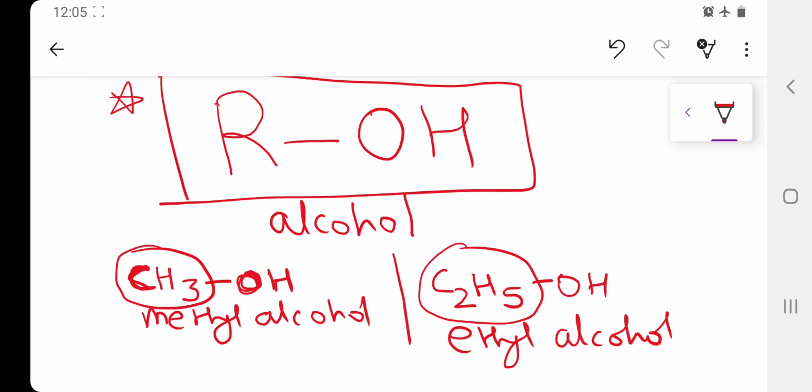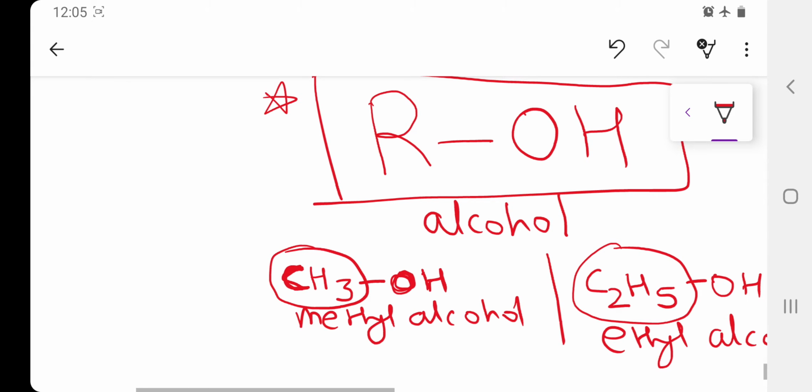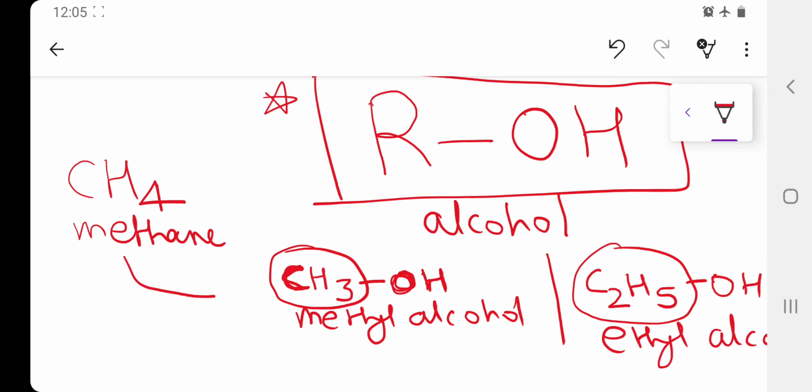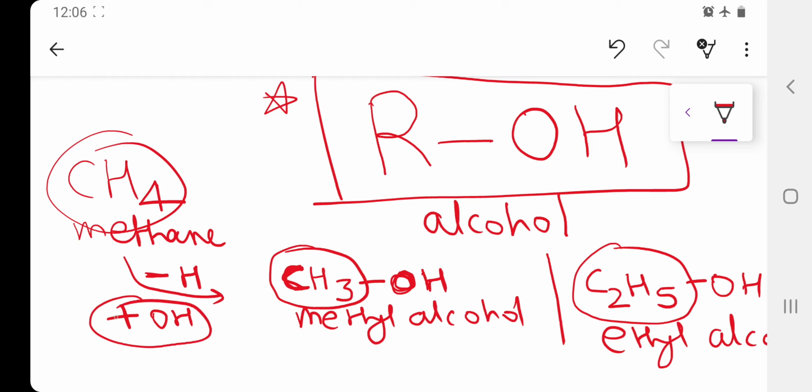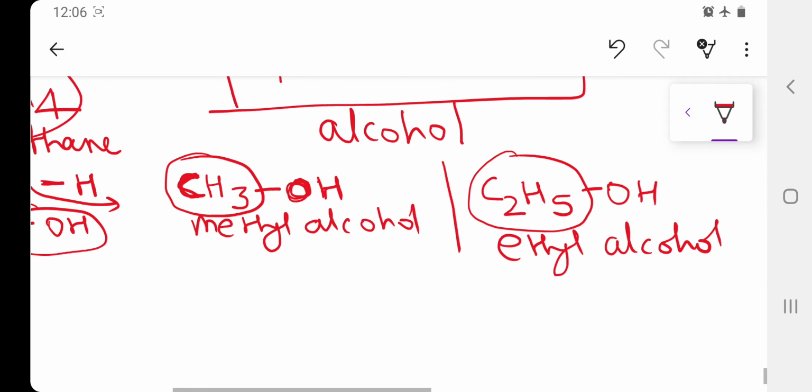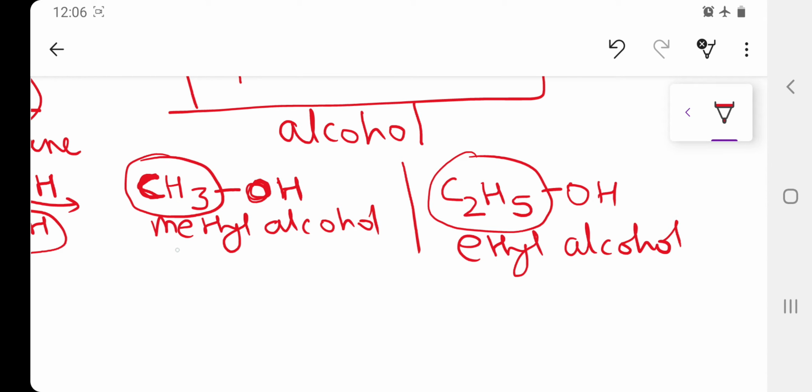And how is this methyl alcohol going to form? You can simply consider the parent of the methyl group, that is methane, and you can simply remove one of the hydrogens from methane and you can simply add one OH from the alcohol. Then if I remove one hydrogen from this, it will become CH3, and if I add OH, then it will become CH3OH. Now onwards you have to only remember the names methyl alcohol, ethyl alcohol.